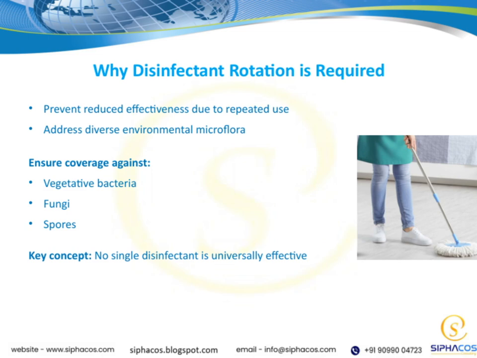It's important to remember that we need to ensure coverage against various types of microbes, including vegetative bacteria, fungi, and spores. Each of these can pose different challenges, and a single disinfectant might not be effective against all of them. That's the main idea. No single disinfectant is universally effective. Relying on just one can leave gaps in our infection control. By rotating disinfectants, we can improve our overall effectiveness and better protect our environment and health.